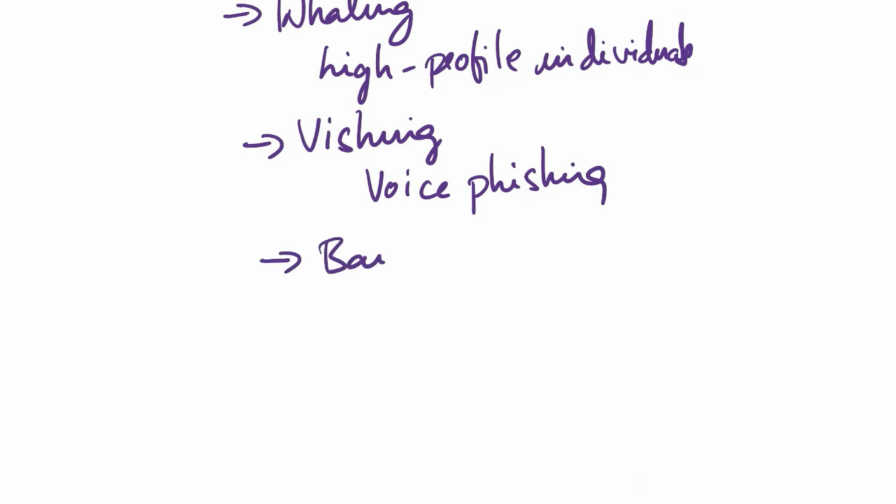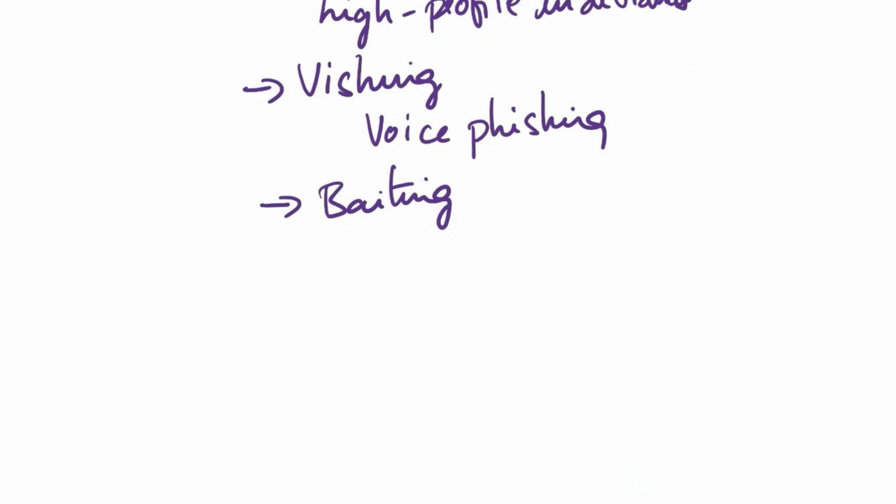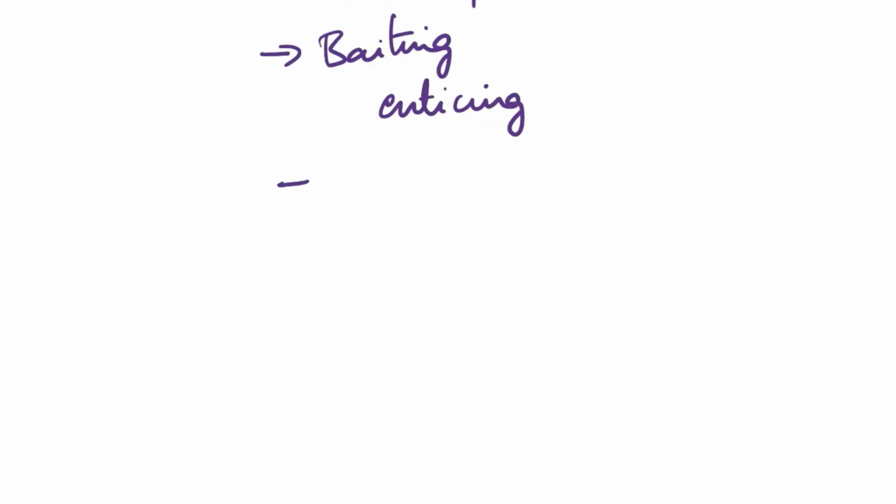Next is baiting. Baiting attacks offer something enticing, such as a free software download or physical media, for example, an infected USB drive. This is done with the intention of luring victims into taking actions that compromise their security. Next, pretexting. This involves creating a fabricated scenario or pretext to gain a victim's trust and extract information. Attackers may impersonate a trustworthy individual, such as a company employee, to trick the victim.